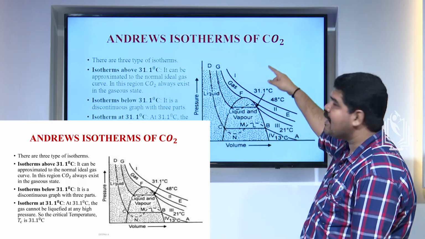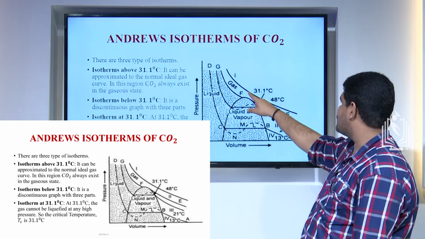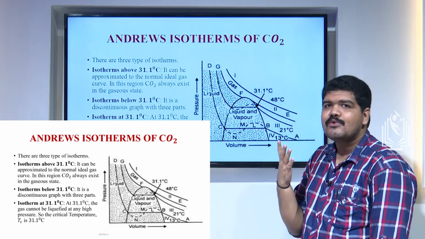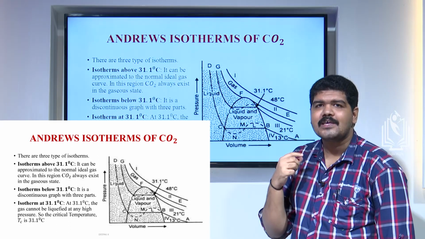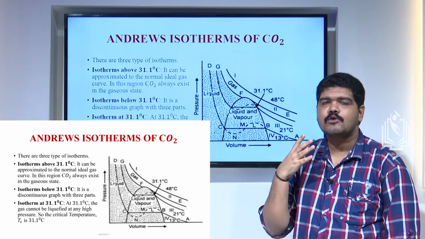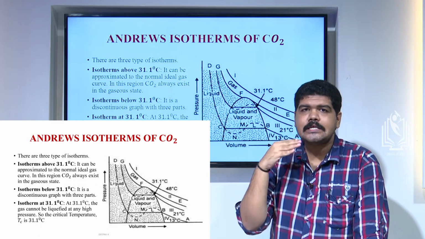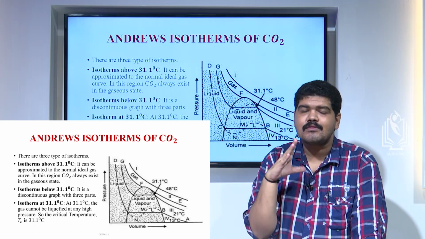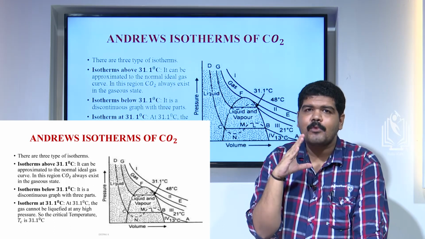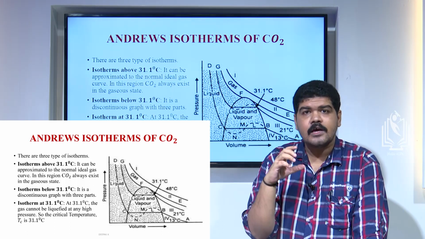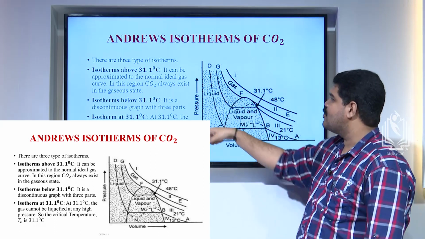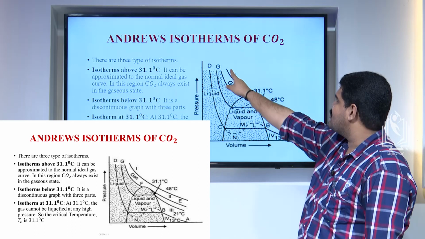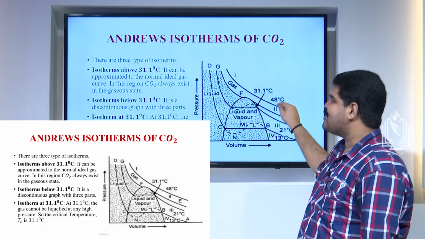And if you are applying a higher temperature, say 48 degrees, look at the graph, what is happening to it? There is no such liquefaction happening here. So, if you are applying a temperature greater than 31.1, there is no liquefaction process which is starting. So, you can say 31.1 is the critical temperature of carbon dioxide, and that is shown here. Look at 31.1, it is like a normal ideal gas curve.